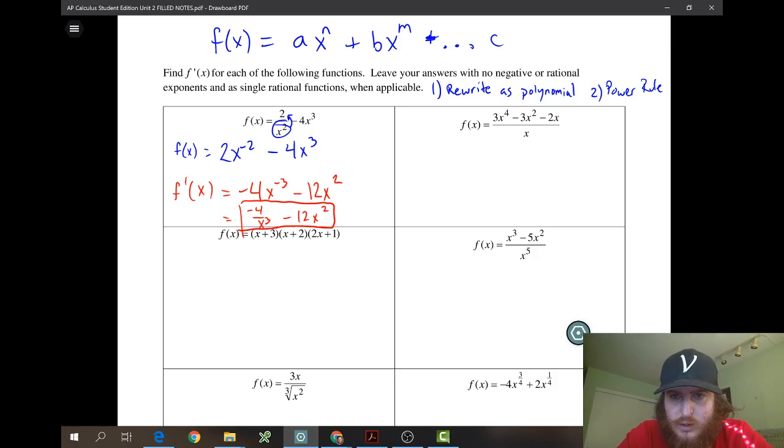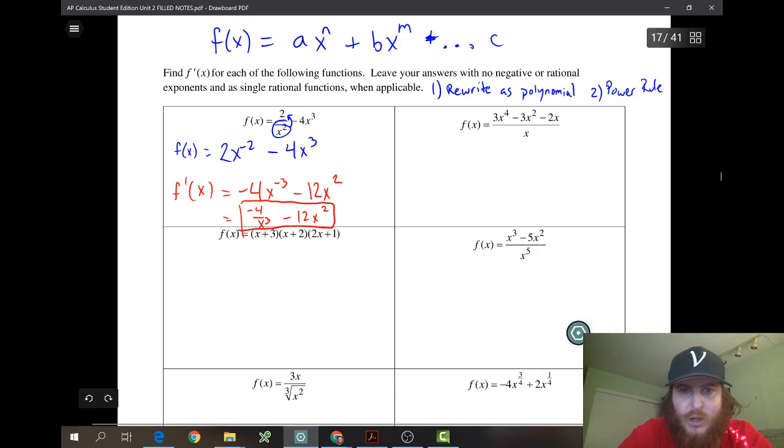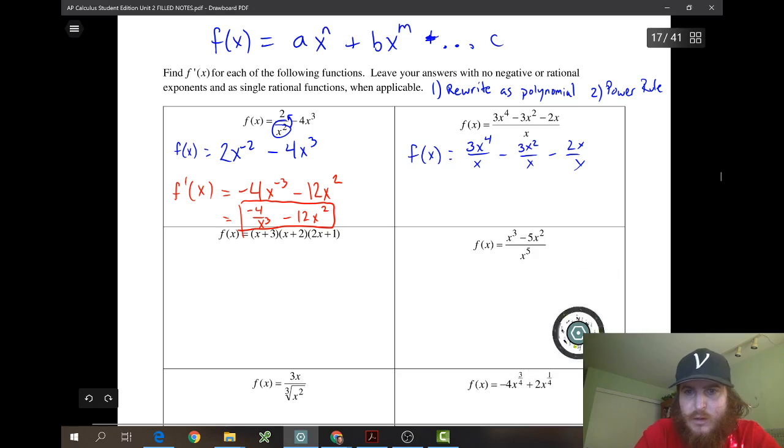again. Next one I'll do on the right. So first step is going to be to rewrite this. So it's not a monomial, but we do know that we can always separate from the numerator, right? This is something we learned last chapter. So 3x to the fourth over x minus 3x squared over x minus 2x over x.